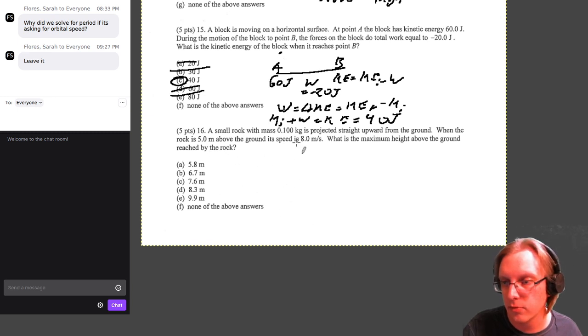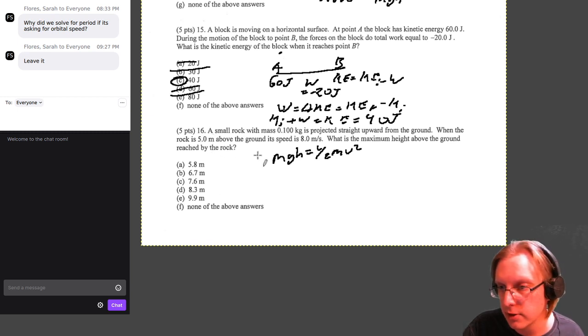All right. So, mgh is equal to 1/2 mv squared. We're going to go ahead and not consider the ground to be 0. We're going to consider the 5 meters above the ground to be our 0. Keep things maybe simpler. There's a chance of forgetting things though.